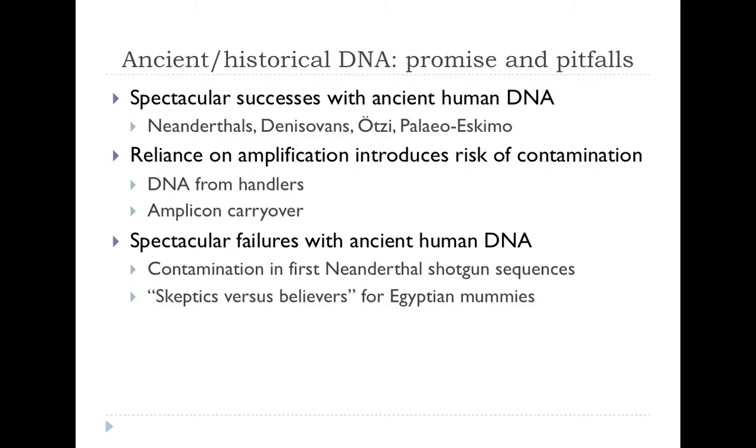And when you look at Egyptian mummies, where people are trying to genotype Tutankhamun and so forth, there's this whole schism in the field. There are skeptics who say absolutely no way that any DNA from Tutankhamun could survive to the present day. And there are other people who say, oh no, we can routinely get DNA out of Tutankhamun and similar mummies and work out family relationships and so forth.